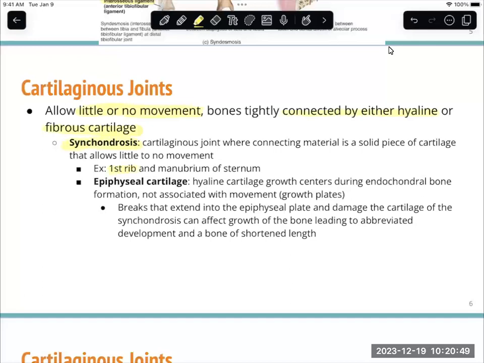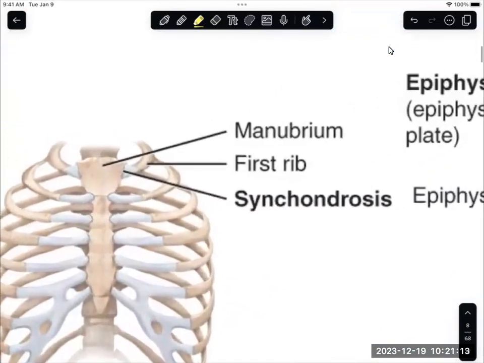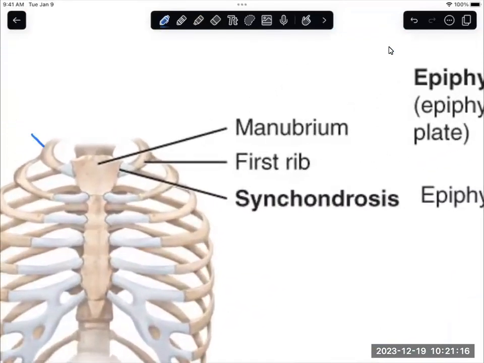This is between that very first rib and the manubrium, the top of the sternum. In a synchondrosis, we have that cartilaginous joint. So we have that bone, cartilage, bone. So that cartilage is holding that bone together. So up here, we have this first rib. Here's that cartilage. Here's that manubrium of that sternum. So this cartilage is helping to create that joint that makes up that synchondrosis.